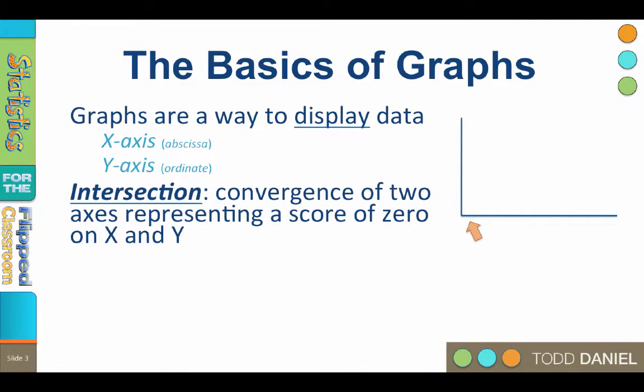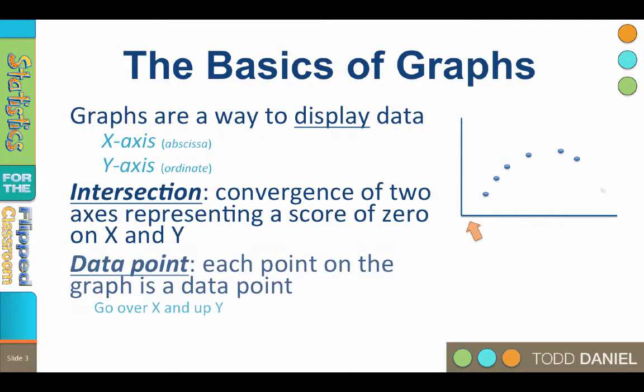The point at which the vertical y-axis meets the horizontal x-axis is called the intersection. It is the convergence of the two axes that represents a score of 0 on both x and y. This point is also sometimes called the origin. Scores are plotted based on their values of their x and y variables. And each point on the graph is called a data point.